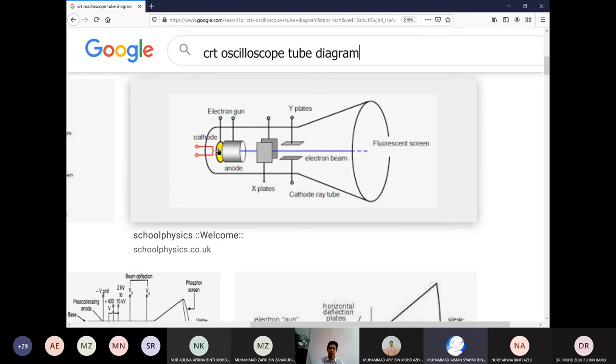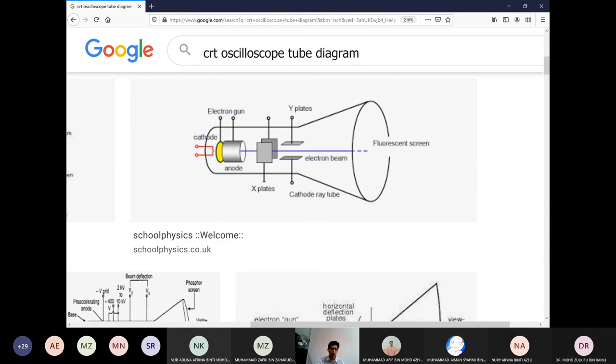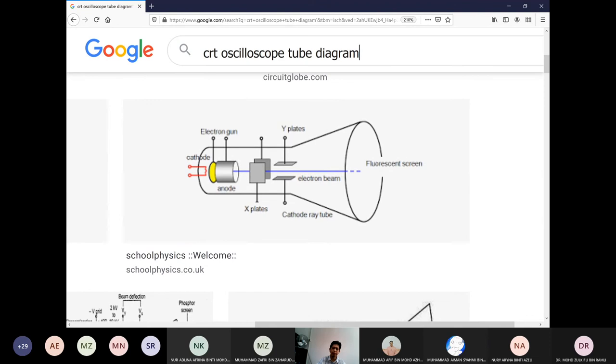Ni lah. Apa dia? Suara putus-putus. Putus-putus lah, internet connection. Putus-putus, macam mana? Sekarang putus-putus lagi? Suara okay. Kamu pun putus-putus juga. Okay. Sekarang dah okey lah? Okay, okay, saya ulang balik. So, I repeat.